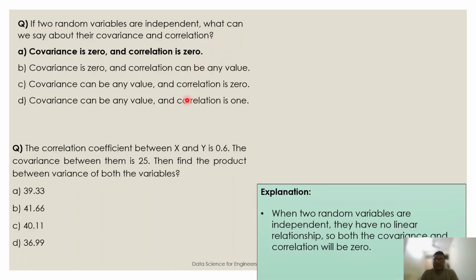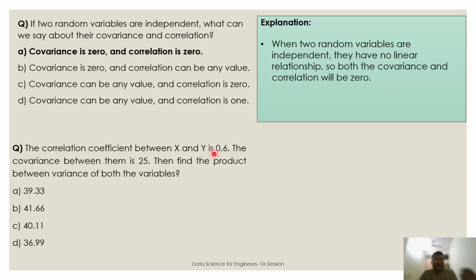Moving on to the next. The correlation coefficient between x and y is 0.6. The covariance between them is 25. Then find the product of the variances of both variables. So that's a simple formula. Here I give the correlation coefficient and the covariance, and I ask you to find the product of the variances of x and y. So it's very simple, I think. That's exactly the formula. Okay, so we'll go to the answer.